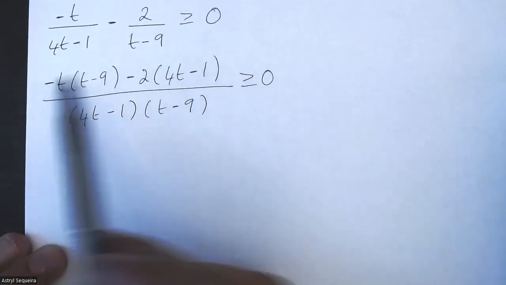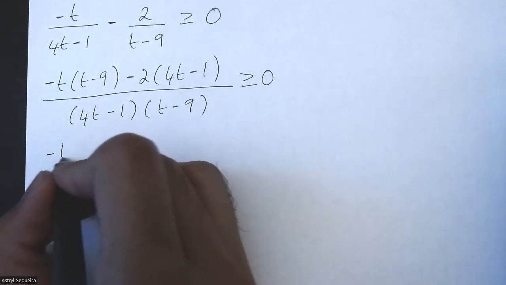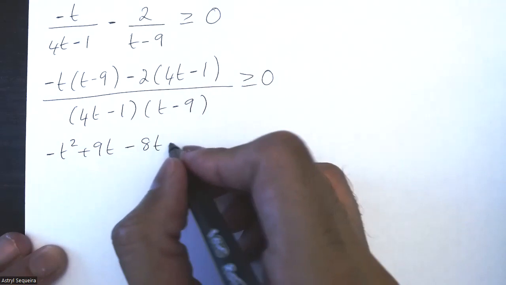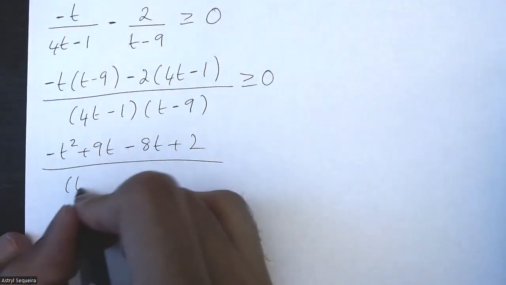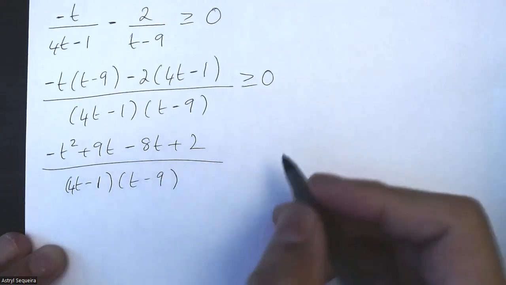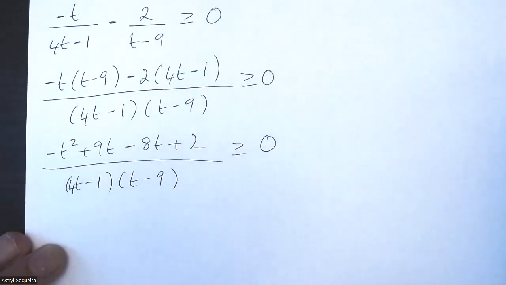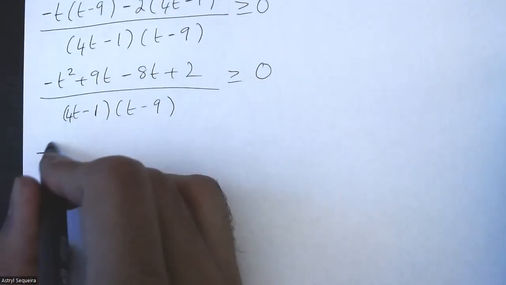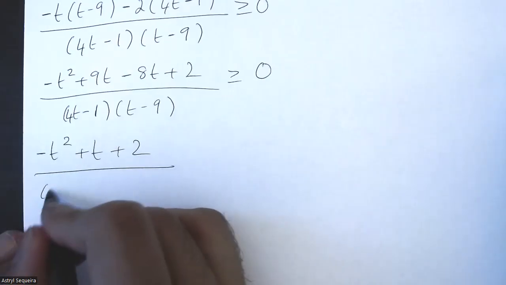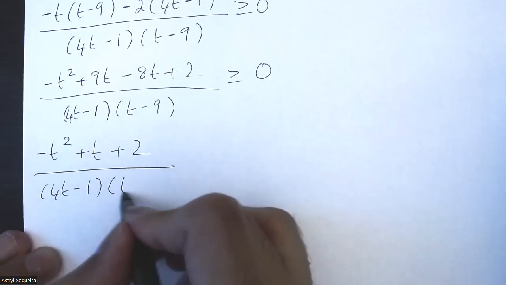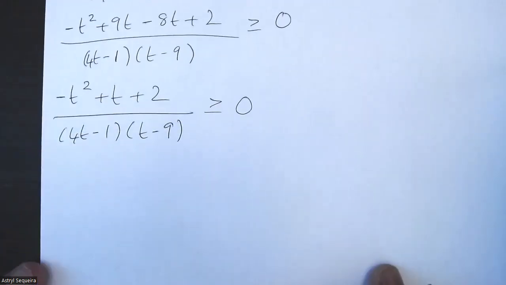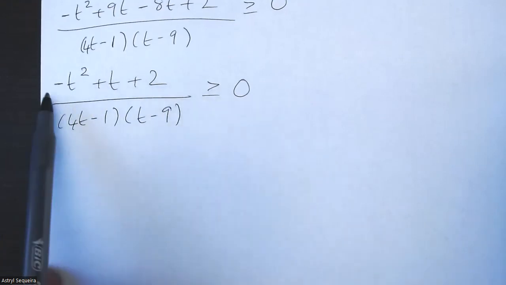Next thing I want to do is expand the top and combine like terms. So negative t squared plus 9t minus 8t plus 2. Denominator stays the same. Again, it's all greater than or equal to 0. I'll combine my like terms on the top: negative t squared plus t plus 2 over (4t minus 1)(t minus 9) is greater than or equal to 0.